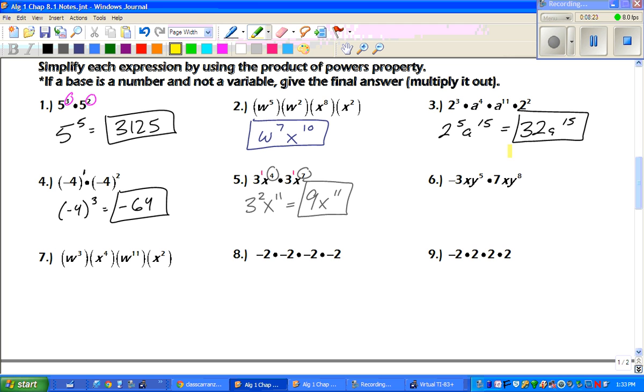Now let's look at the next one. Now this is saying negative 3 and 7. Those aren't the same. Okay, so there's no exponents that we're combining, but negative 3 times 7 is negative 21. Okay, so now let's look at the x's. How many x's do you have all together? You should have 2, and then the y's is y to the 5 and 8 is 13. So you get negative 21 x squared y to the 13th.